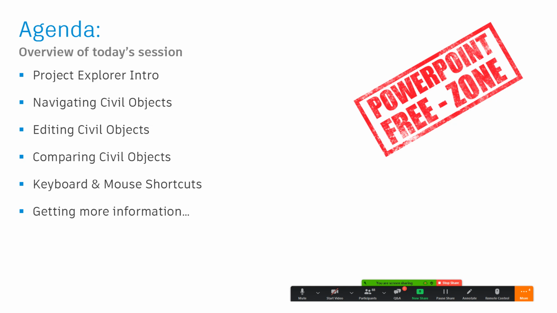We looked at how we could compare civil objects one to another. We discussed some keyboard shortcuts, and we talked about some best practices. We even looked at a workaround when it comes to the pipe networks for right now. And finally, I showed you the help documentation if you want to use that before we get an opportunity to get together for part 2.